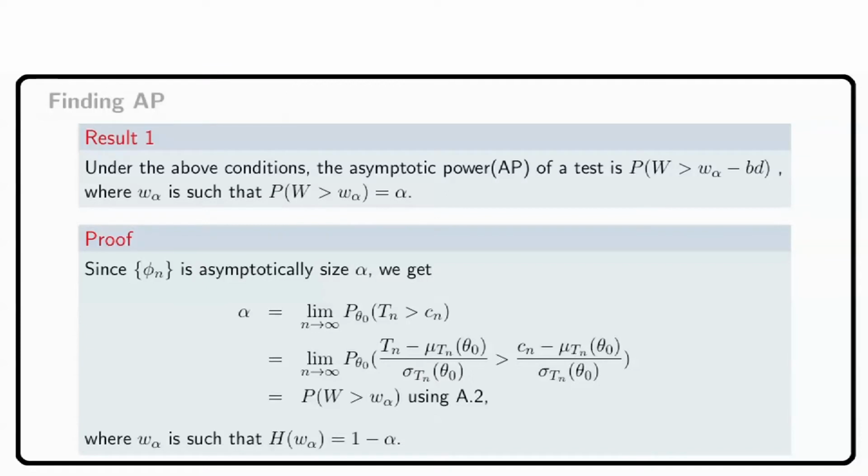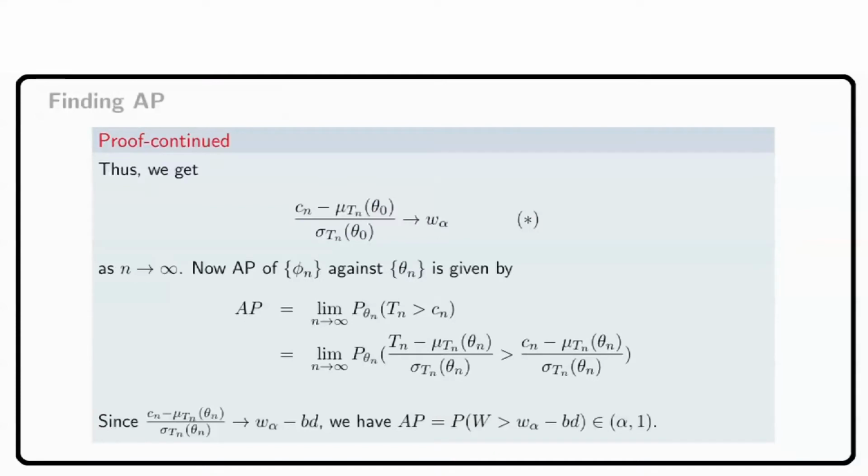Proof of this result. Since phi n is asymptotically of size alpha, we get alpha equal to the limit as n tends to infinity of the probability under theta naught of Tn greater than Cn, which after some manipulation, using assumption A1, gives the probability that W is greater than W alpha, where W alpha is such that the probability of W greater than W alpha is equal to alpha. Thus we get Cn minus mu Tn theta naught divided by sigma Tn theta naught tending towards W alpha as n tends to infinity.